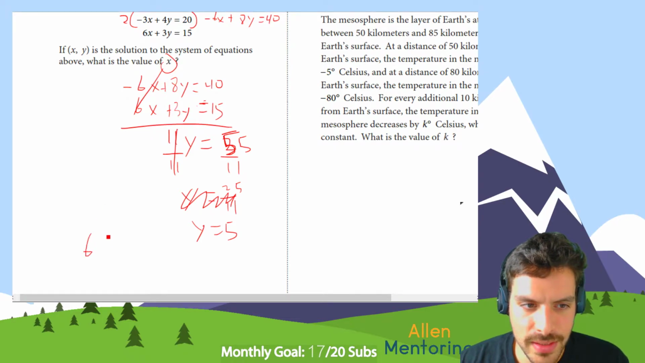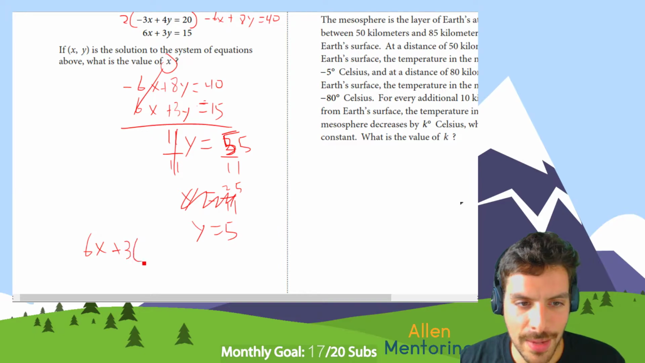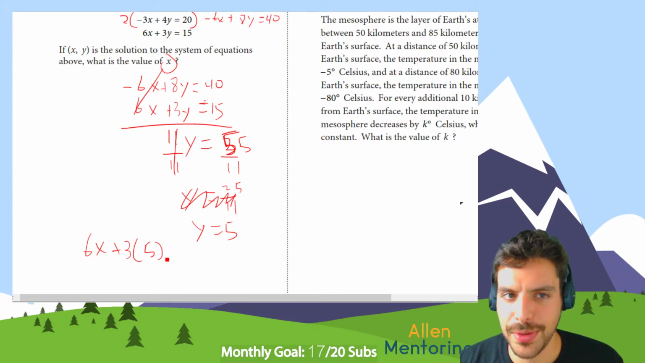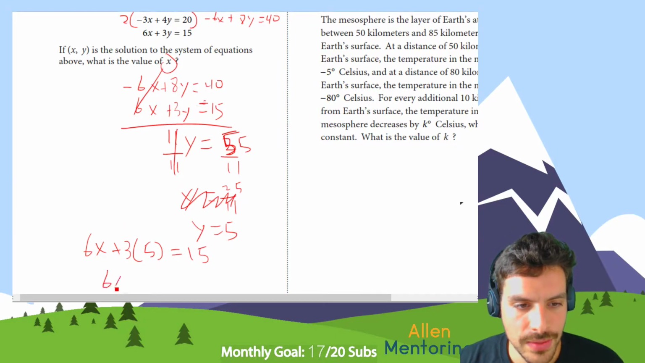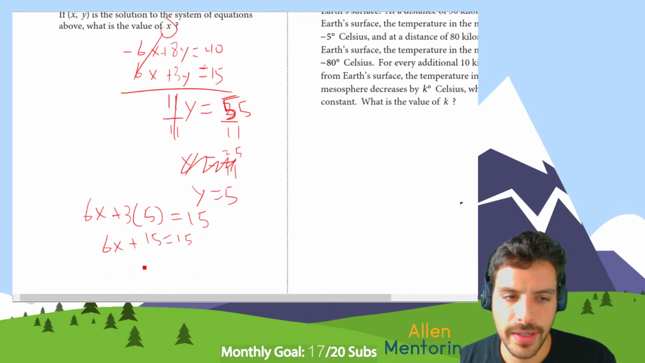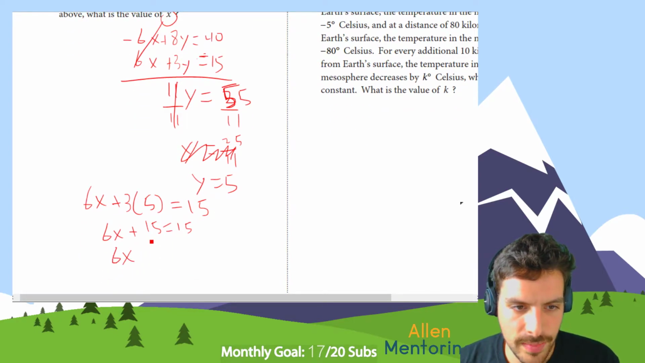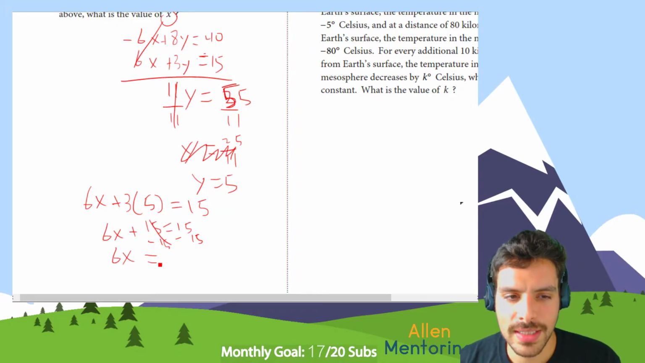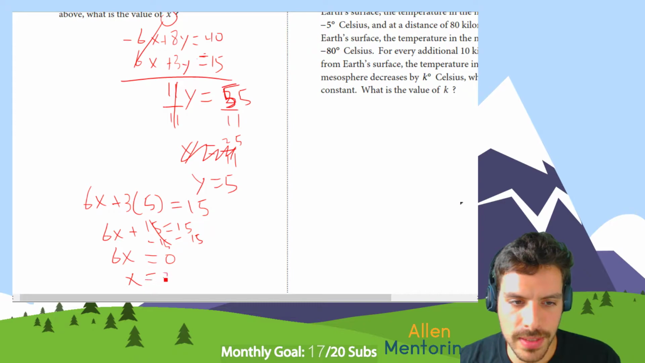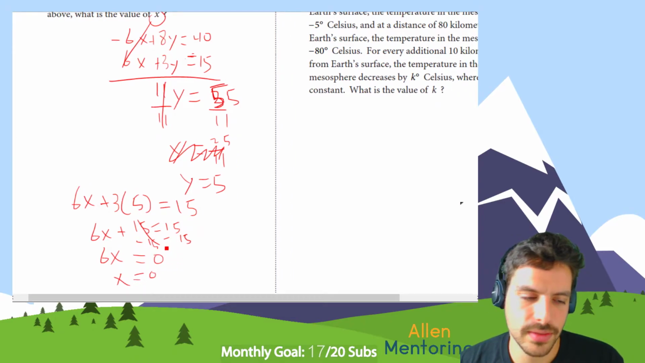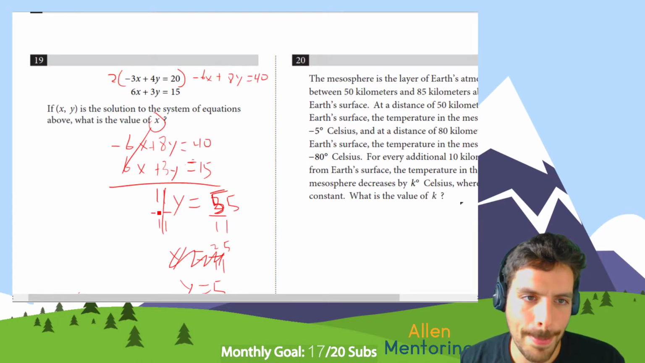So let me rewrite this. 6x plus 3 times 5, right? Not 3 times y, 3 times 5 is equal to 15. Now 6x plus 15 is equal to 15. Wait a minute. 6x, I'm going to subtract 15 here, minus 15. 6x is equal to 0, so x is equal to 0. That was pretty tricky.